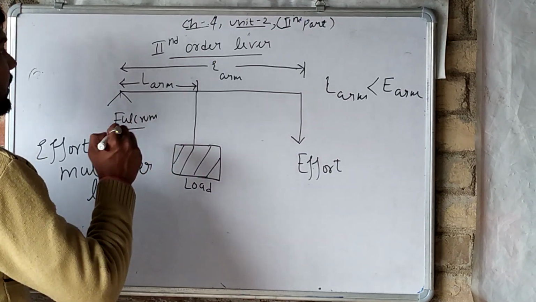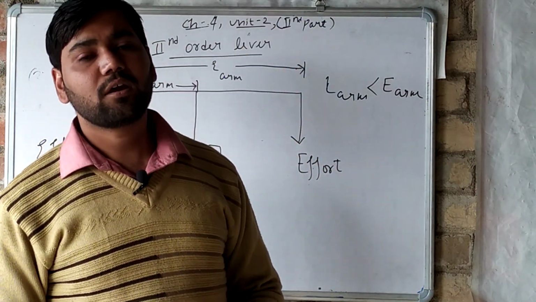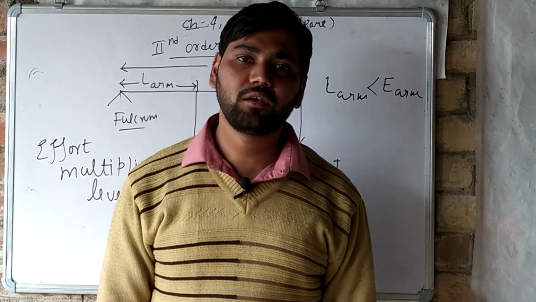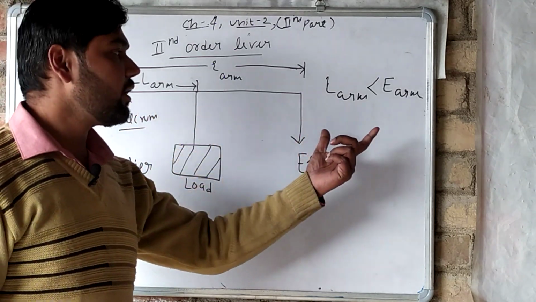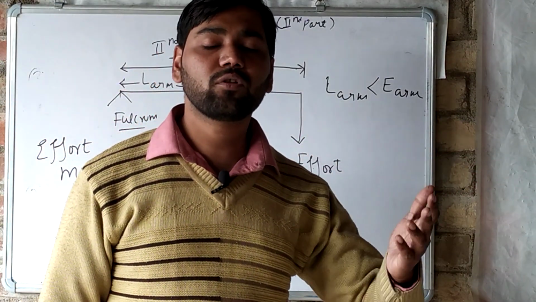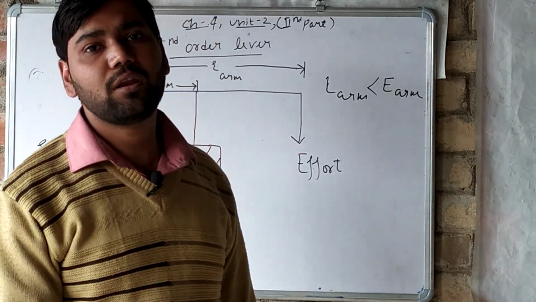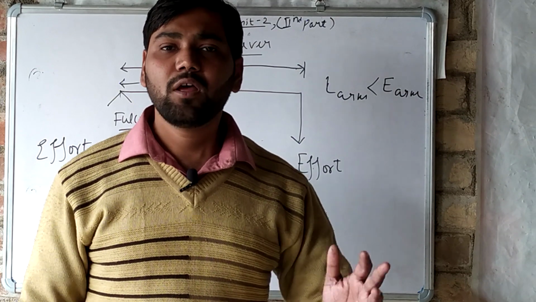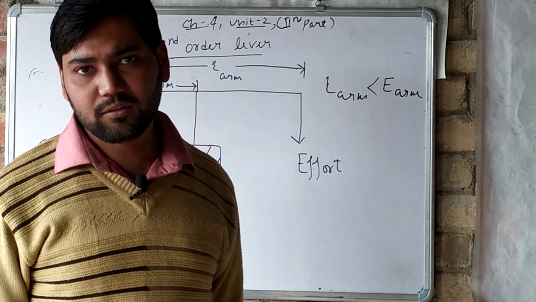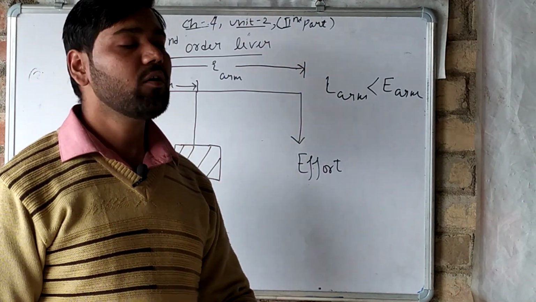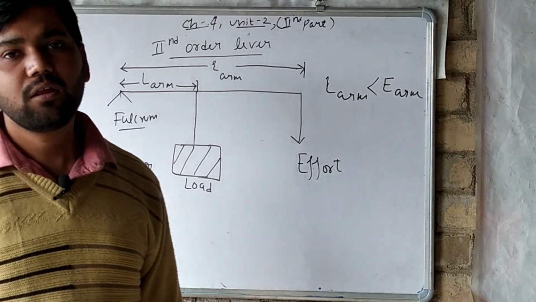So why is it called effort multiplier lever? The question arises, why the second order lever is known as effort multiplier lever. The answer is that the load arm is smaller than the effort arm, as the effort arm is more than the load arm. So by applying very less effort, we can uplift very heavy loads from one place to another place, okay. That is why it is known as effort multiplier lever.